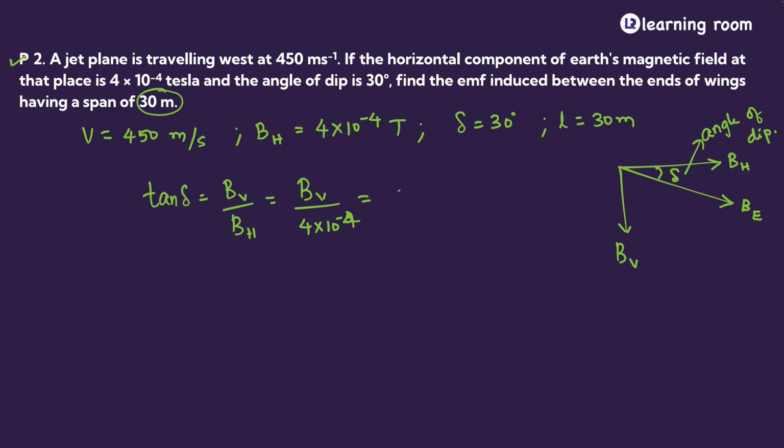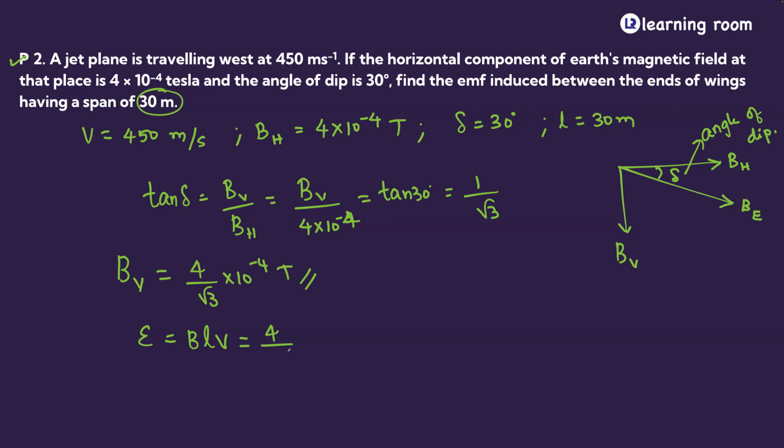Tan of delta is how much? Tan 30 degrees, which is 1 divided by root 3. So what is going to be the vertical component? It will be 4 divided by root 3 into 10 power minus 4 Tesla. Now we need the value of EMF. So EMF is equal to B into L into V. I need to take the vertical component and plug it here.